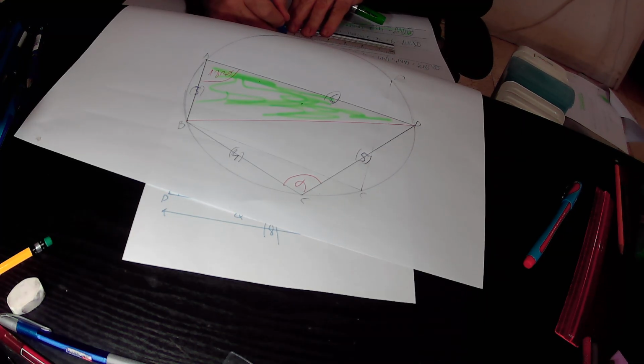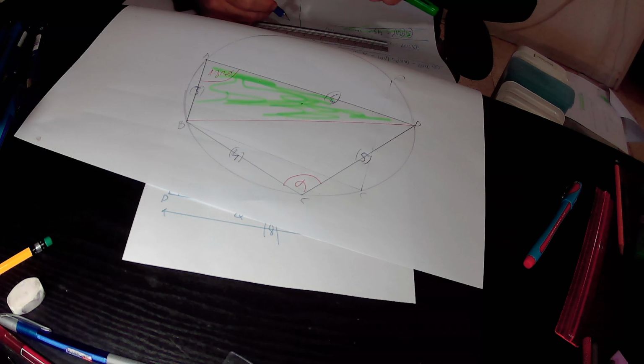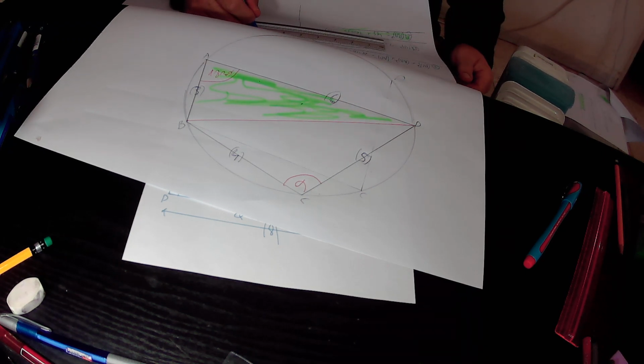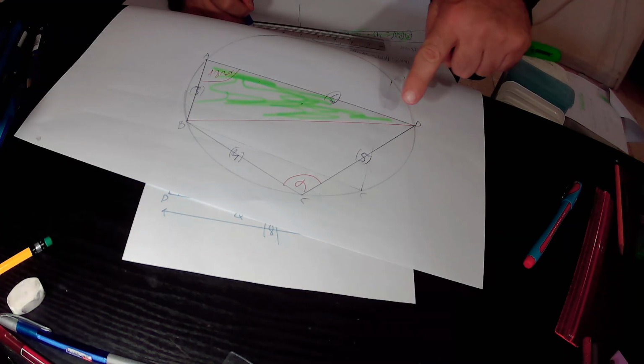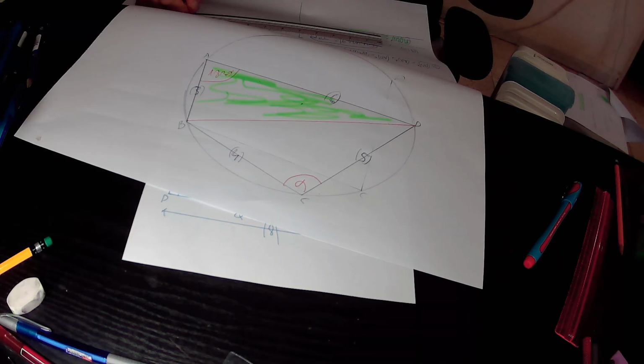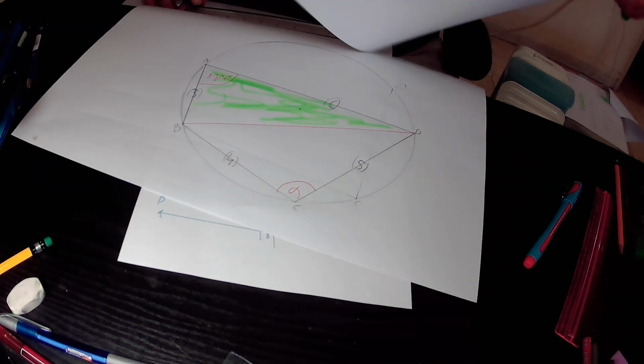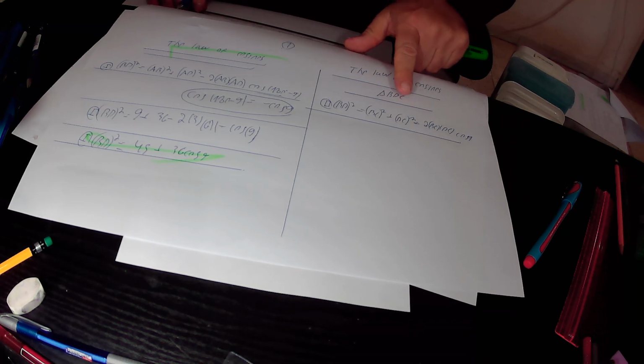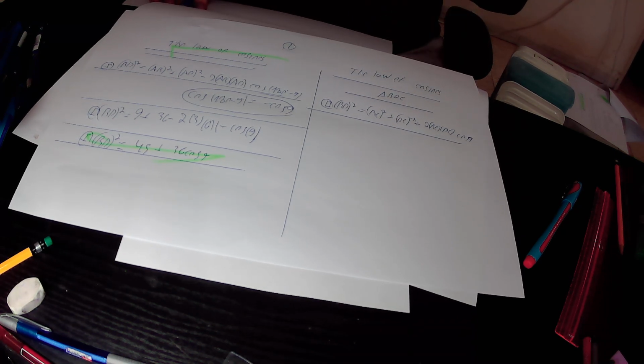BD square equals BC square plus DC square minus 2 times BC times DC times cosine alpha. And again, according to the law of cosines, in this lower triangle BDC, the following equation is true: BD square equals BC square plus DC square minus 2 times BC times DC times cosine alpha.